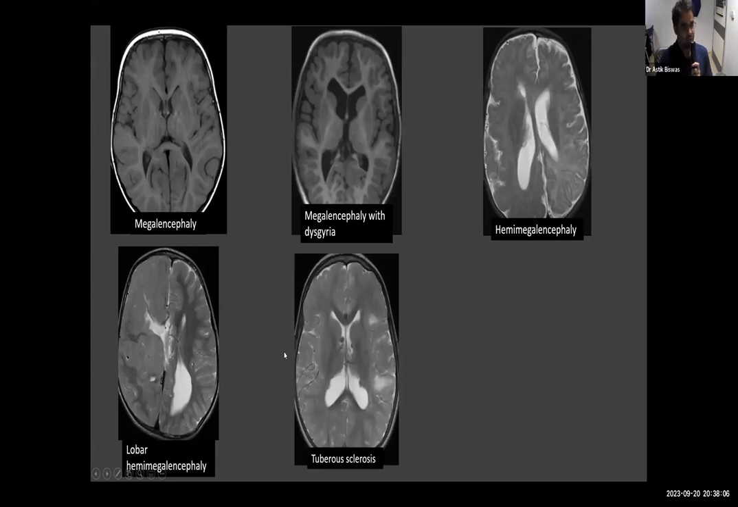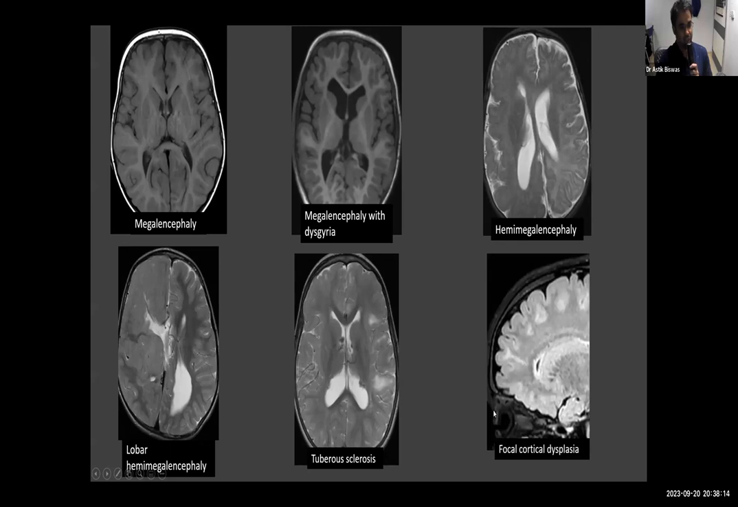Tuberous sclerosis, you can see multiple cortical tubers and subependymal nodules. Again, it's an mTORopathy. And finally, focal cortical dysplasia. This is a classic type 2B focal cortical dysplasia with a transmantle sign.